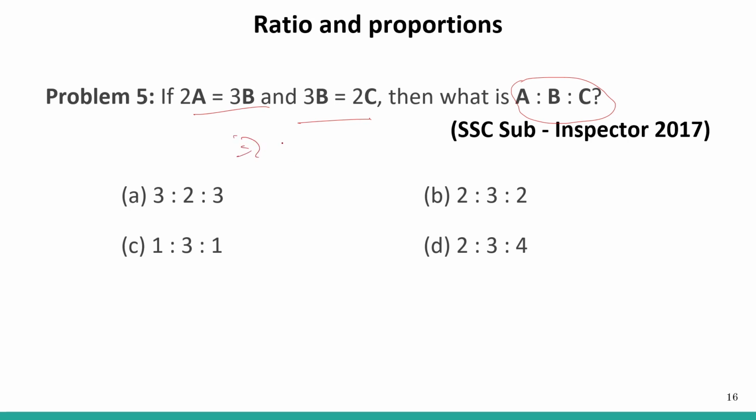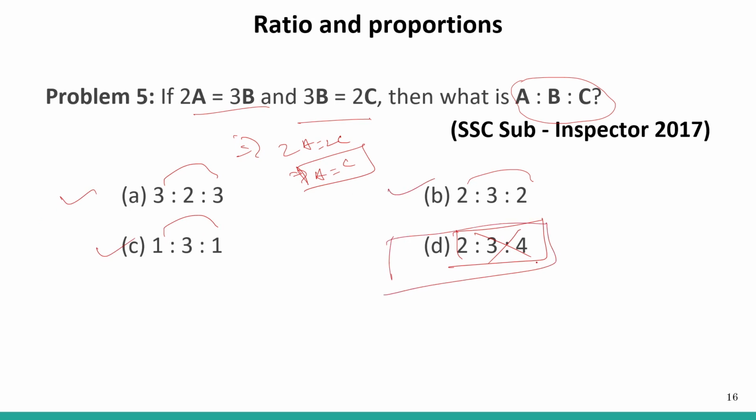Given that 2a is equal to 3b and 3b is equal to 2c, this implies that 2a is equal to 2c, right? So a is equal to c. So the proportion of A will be same as the proportion of C. What you can do here is discard this option, because in all other options the proportion of A is equal to proportion of C. Here it is 3 and 3 and 3. So we are left with three options, A, C and B. We have discarded one.